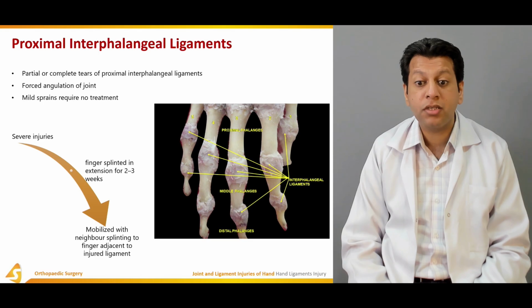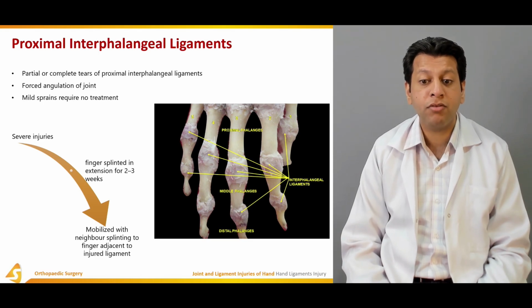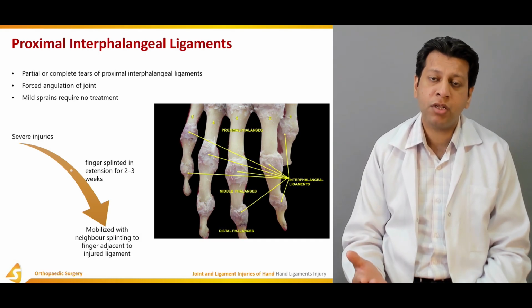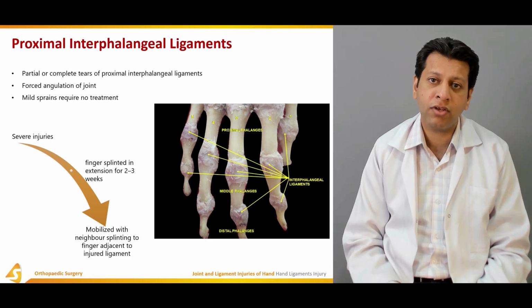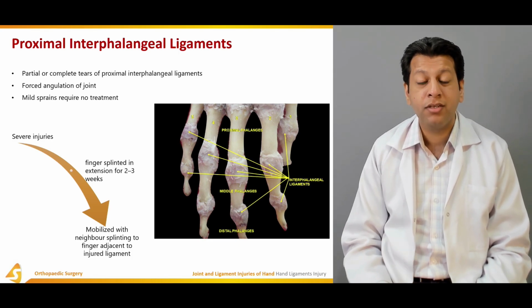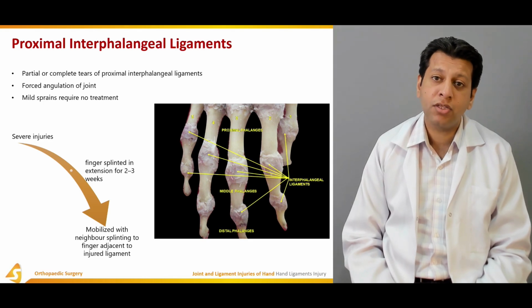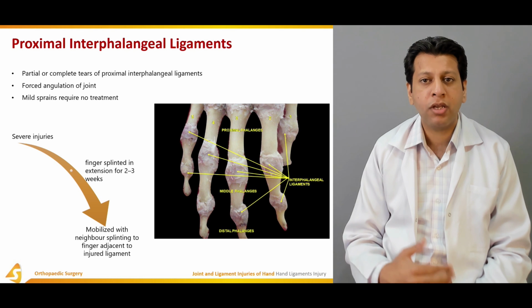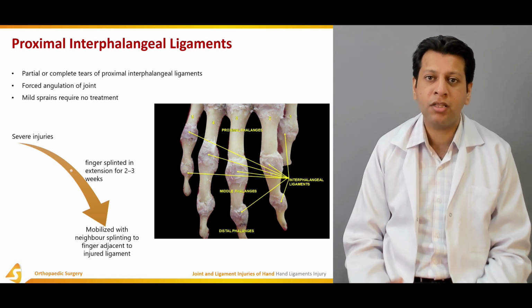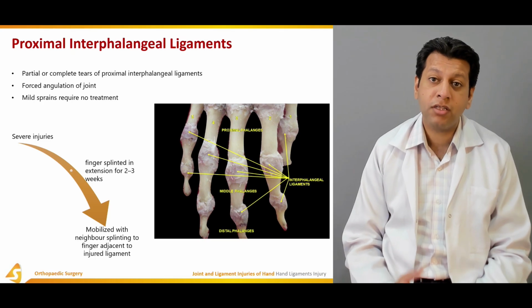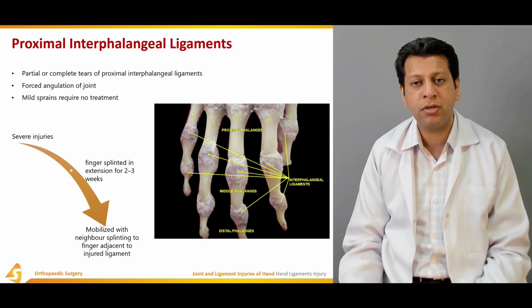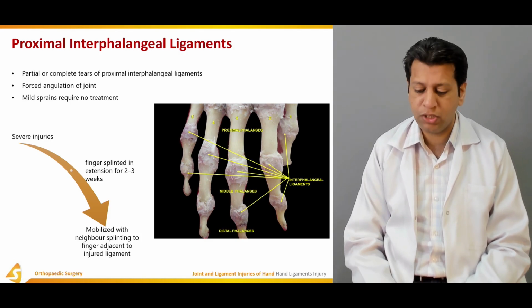Then after 2 to 3 weeks, we can start mobilizing with neighbor splinting to the finger adjacent to the ligamentous injury. It's important that we cannot keep it immobilized for a prolonged period, because the hand gets stiff very quickly, and stiffness of the hand is highly problematic. Therefore, we keep it conservatively for at least 2 to 3 weeks, but as soon as the 2 or 3 weeks pass, we quickly start range of motion exercises so that the joint does not become stiff. Especially flexion and extension exercises are started over the distal interphalangeal joint, the proximal interphalangeal joint, as well as the metacarpophalangeal joint.